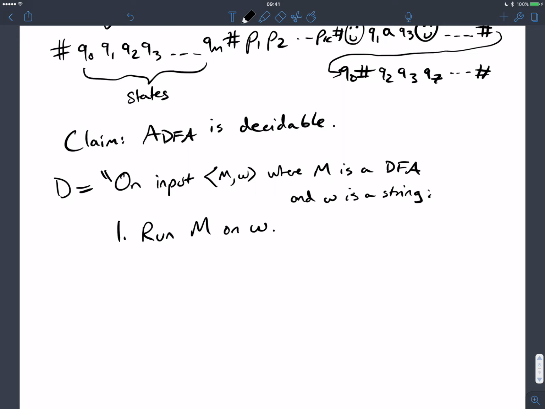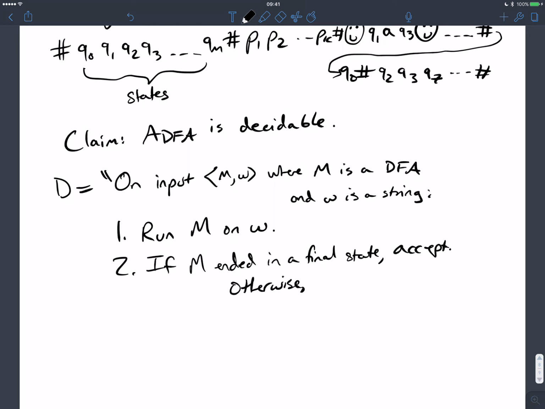Once it has run out of input, how will I check whether M accepted W or not? If it's in one of the final states. So if M ended in a final state, what should I say, accept or reject? Accept. Good. Otherwise, it did not end in a final state, and so what should I say? Reject.